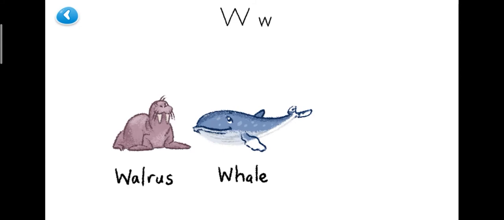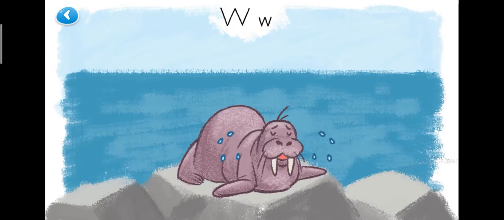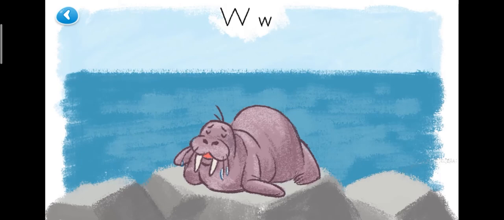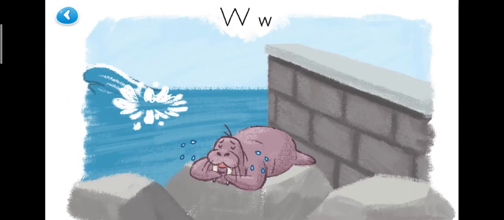Three things which start with W are walrus, whale, and window. Okay, here's our story. One day, William Walrus was weeping by the ocean. His whiskers were wet with his tears. His best friend, Winifred Whale, was riding the waves when she heard William whimpering.